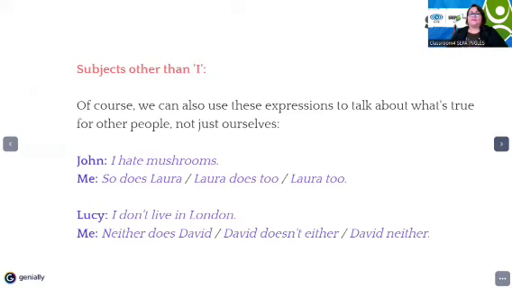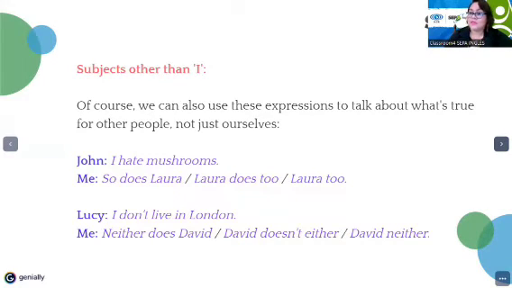Okay. Subjects other than I. Of course, we can also use these expressions to talk about what's true for other people, not just ourselves. Typically, we use so do I, so am I, neither do I, but not all the time is it going to be for I. We are going to use them talking about other people, and this is the complexity of the structures, because we are going to think about another person, and we are going to use different auxiliary verbs.